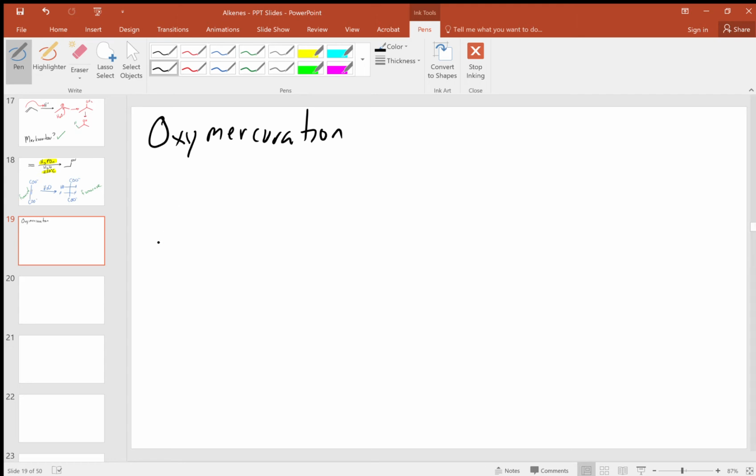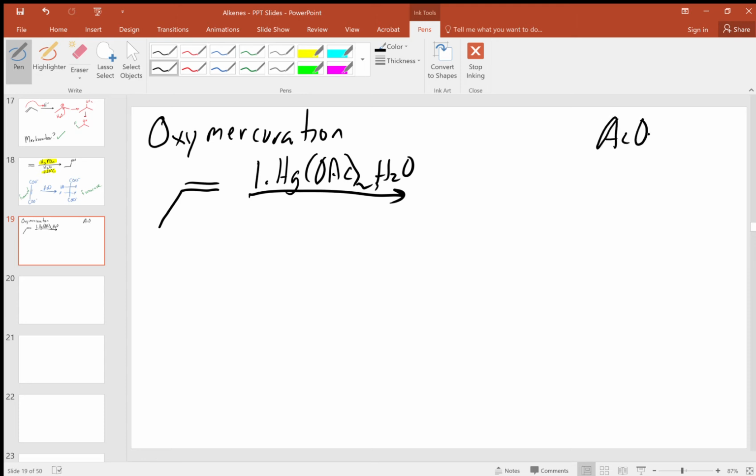So in an oxymercuration reaction, again, we need our alkene. And we use mercury acetate along with water. So this OAc, I'll just draw out its structure over here. Basically, it's acetic acid missing its hydrogen.